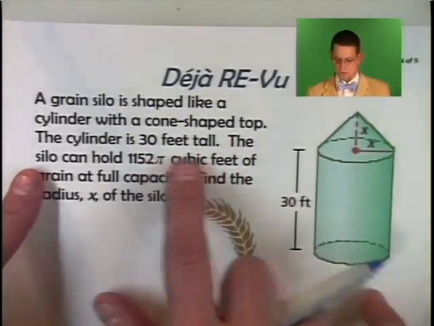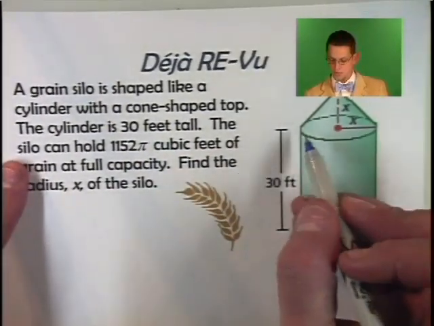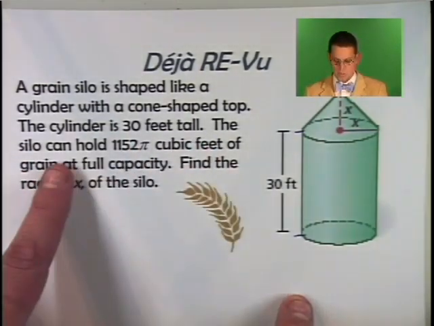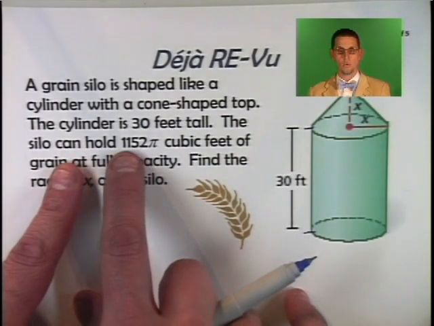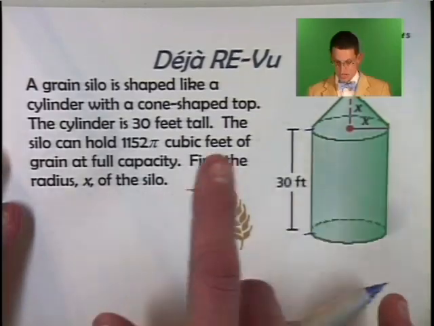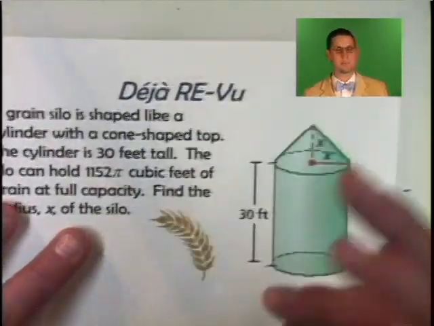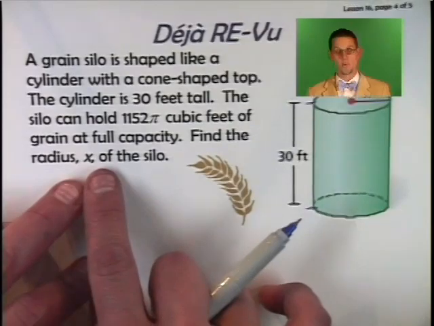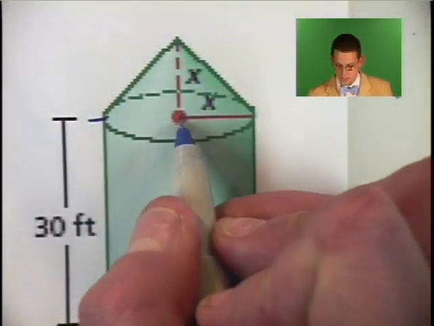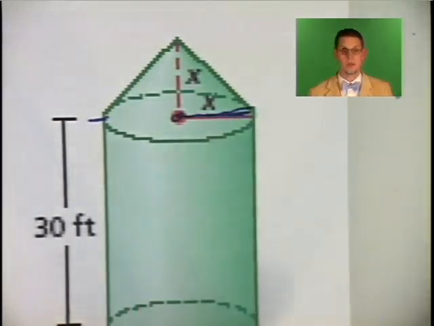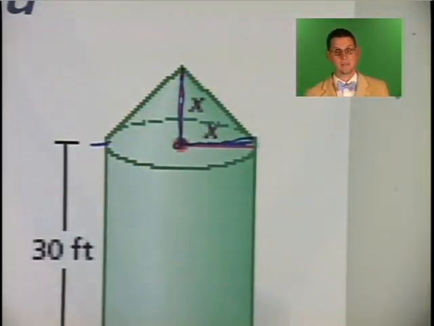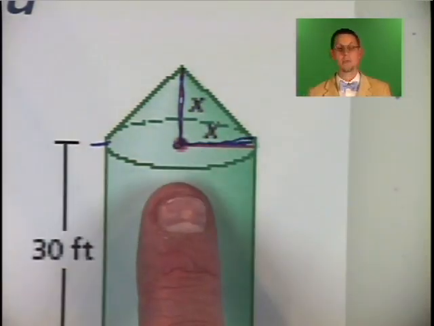But here's what we know about this. We know that it's 30 feet tall, up to the cylinder part, not to the very, very tippy top, the pointy tippy top. And we know that the silo total can hold 1,152 times pi cubic feet of grain at capacity, when it's filled all the way to that pointy tippy top. Here's what we want to know. We want to find the radius x of the silo. Now notice in this diagram, I've defined x to be the radius of the cylinder, which is also the radius of the cone, which in this case will end up being the height of the cone as well. And I want to find what that x is.